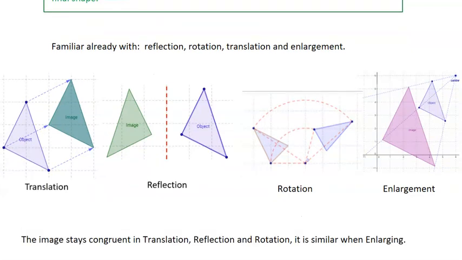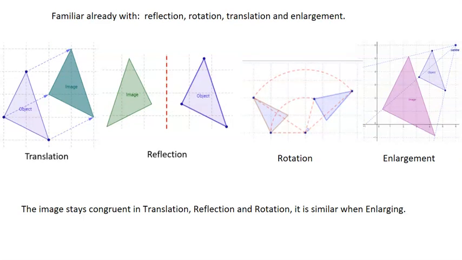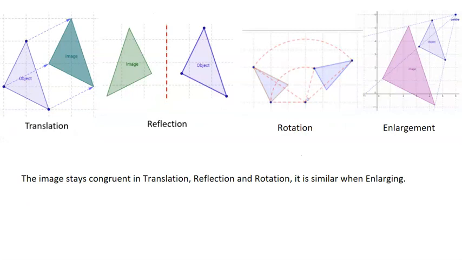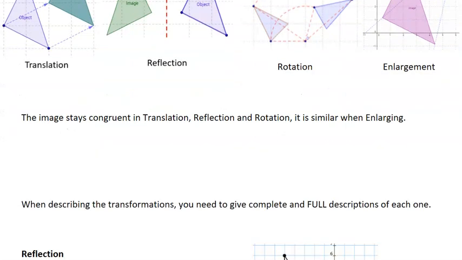Okay. The image stays congruent in translation, reflection, and rotation, and it's similar when enlarging. So, of course, when you're enlarging, everything needs to be in proportion in regards to that enlargement, so that there is a scale that you're following. Every side, let's say, gets enlarged, multiplied by 2, for example. When we're describing transformations today, we are going to focus on the first 3: translation, reflection, and rotation.